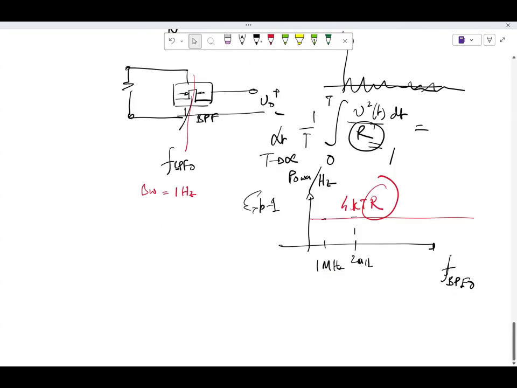The second part is the important part of the definition. This power per hertz has a technical term. It's called power spectral density.